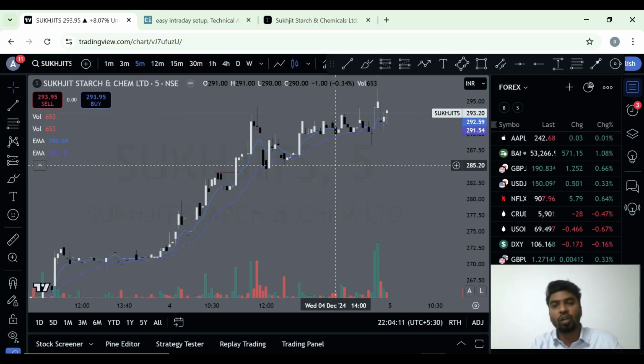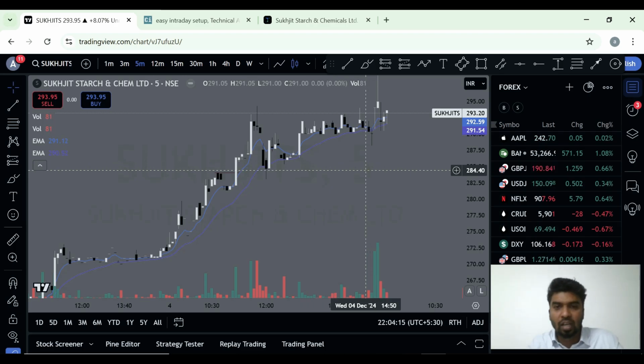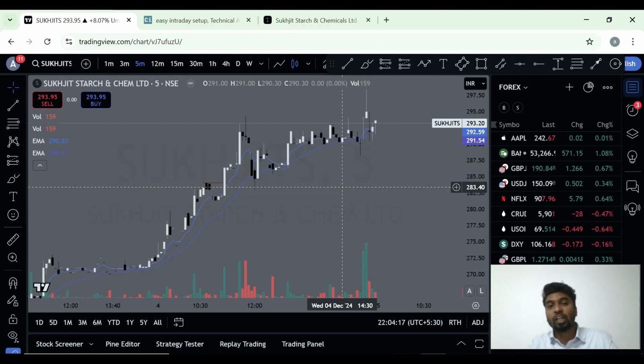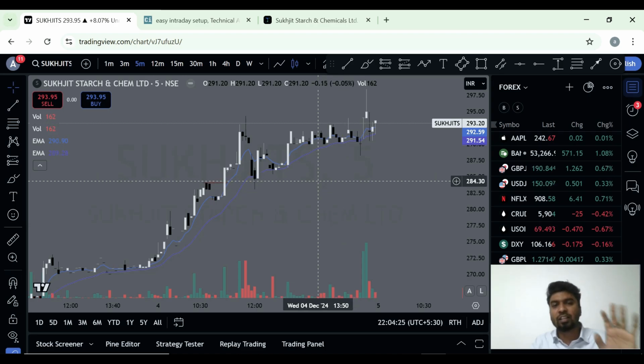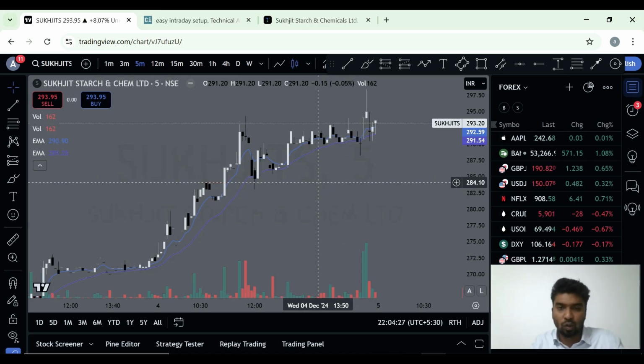That one is our entry point, and we will fix a 1:1 risk reward, and we'll take the profits and exit from that. We know that it's an intraday setup. We need to exit by 3:15 at any cost, whether it's a profit or a loss. So this one is the simplest way. Just want to confirm whether the stock has momentum or not, that's all. So that one is my personal strategy.